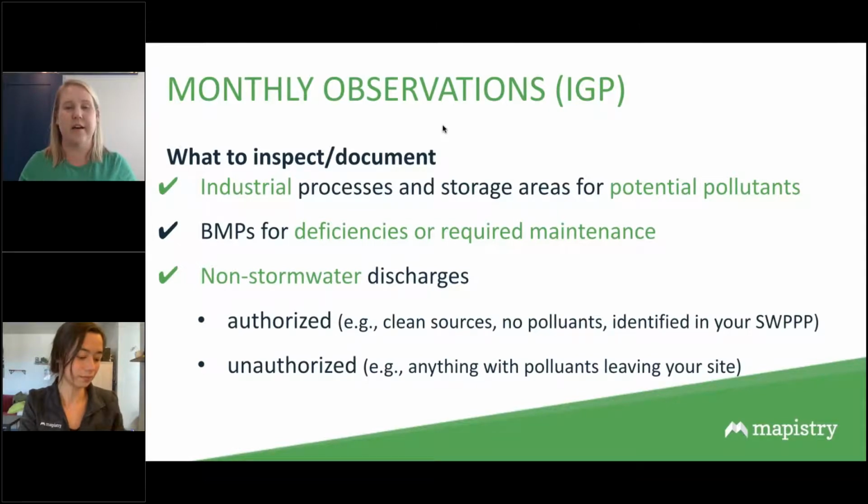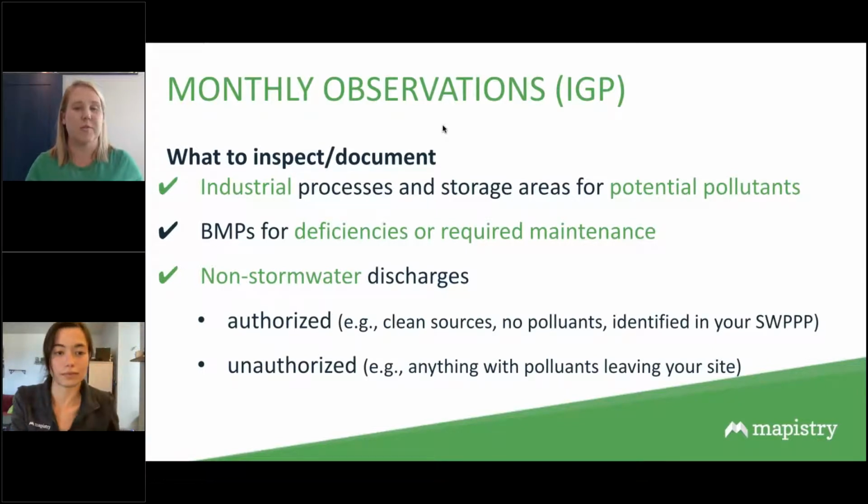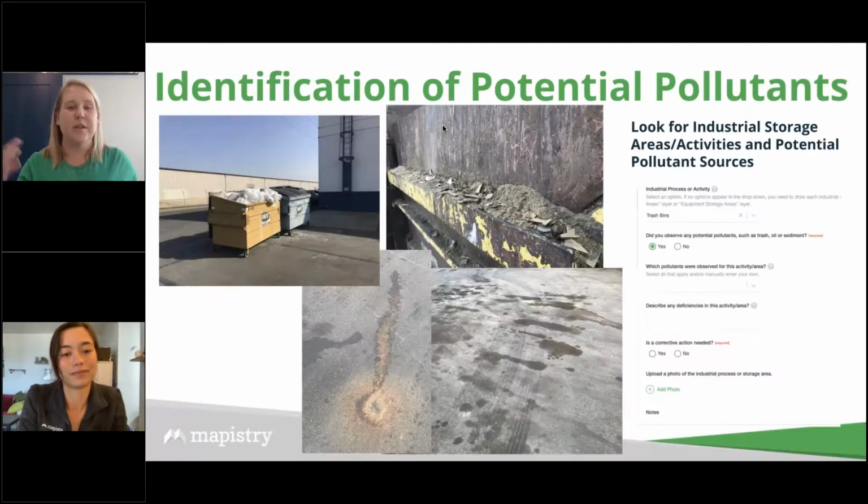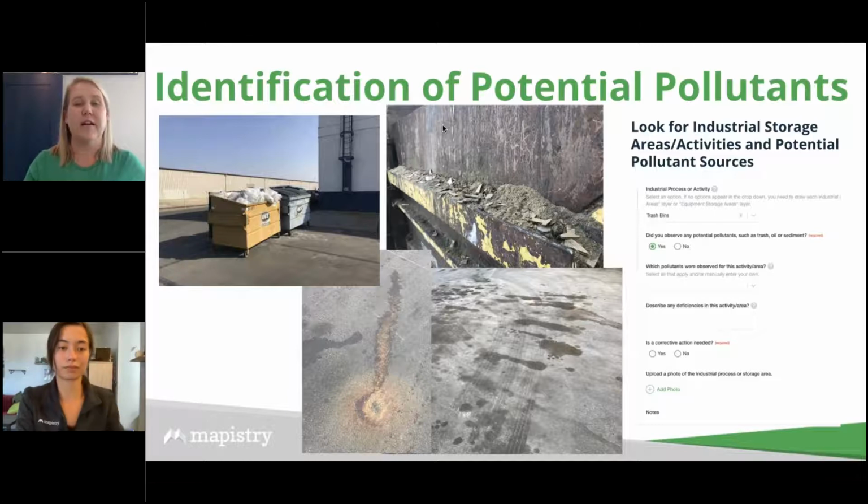And then anything else is unauthorized. This is anything leaving your site with pollutants in it, or really anything leaving your site at all that hasn't been clearly identified in the SWPPP as an authorized source of non-stormwater. So when you're walking around the site, you're trying to identify those pollutants. Your inspection form should have a list of known pollutants, what you expect to see at the site. And if you're seeing something else that's not on your form, you want to update your map and update your form and be sure you've added that to your list for future inspections.